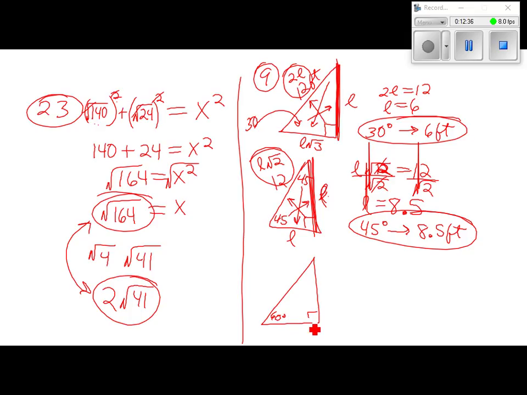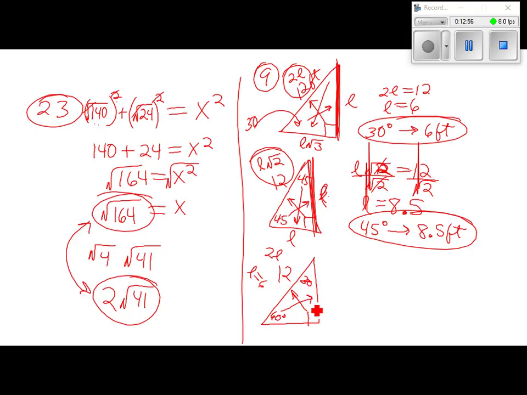60-degree angle there, that's a 90-degree angle, that's 30 degrees. This is 12. Same idea here. We just got done doing this. That's 2L, right? 2L equals 12. What's L equal? 6. All right, so L equals 6.